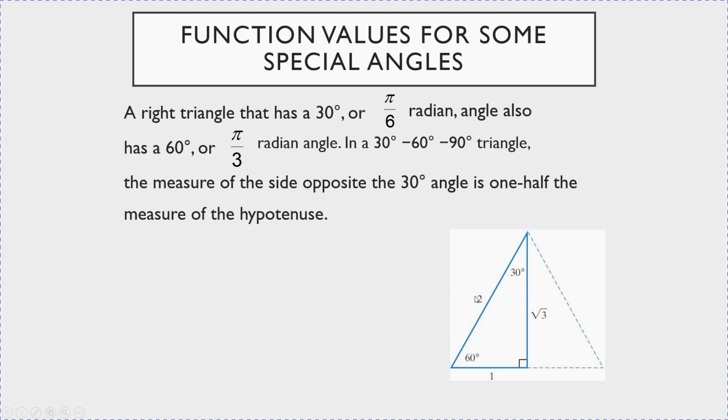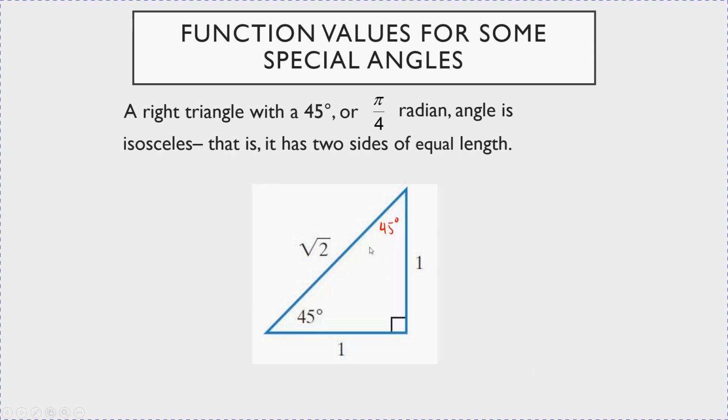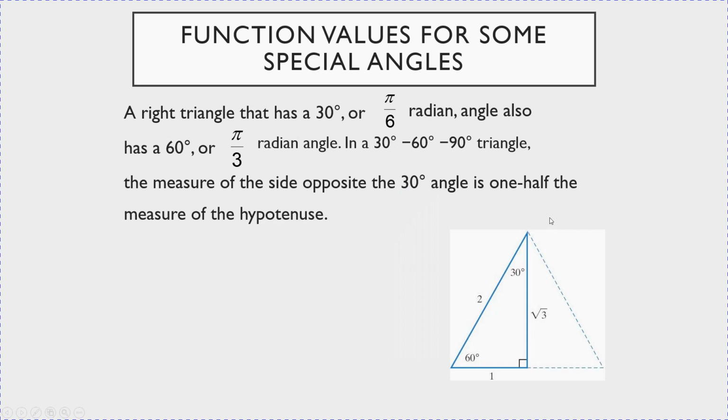Because the length here is 1/2 the hypotenuse. So then the length of the side opposite the 60 degree angle, if we have this side be 1, is going to be equal to the square root of 3. Okay, so keep these triangles handy because I'm going to ask you some questions now from this.